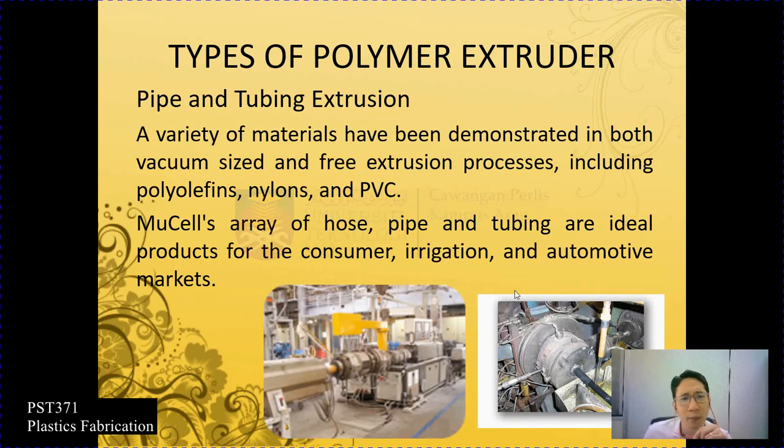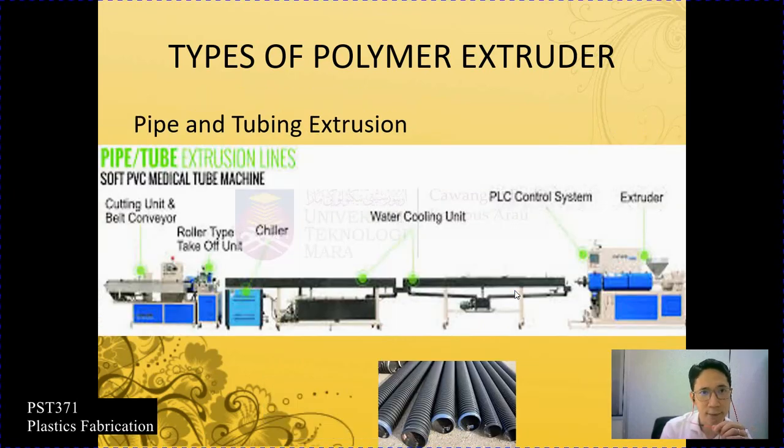Untuk pipe and tubing sangat banyak material guna. Okay, tak semestinya polymeric material itself. Okay, elastomeric material pun ada yang kita extrude. Okay, a myriad array of hose, pipe and tubing are ideal products for the consumer, irrigation and automotive markets. Okay, untuk ni kita buat profile ataupun artikel lah. Yang ni illustrations of the pipe and tubing extrusion. Sama je, kita ada bahagian extruder, and then kita ada control system.